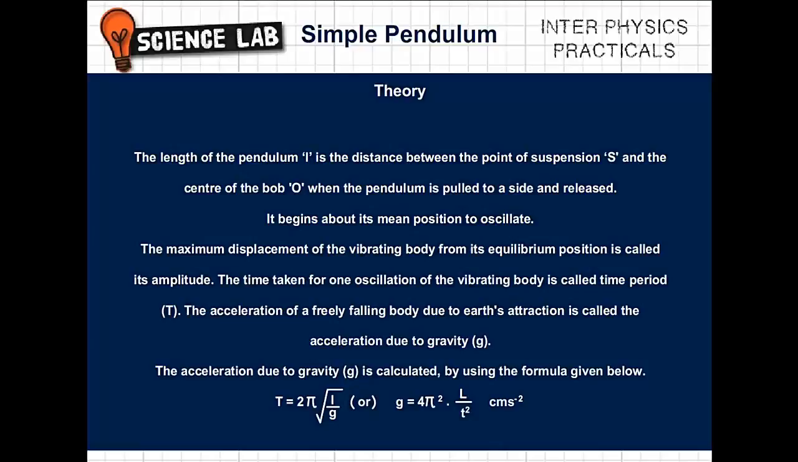The maximum displacement of the vibrating body from its equilibrium position is called its amplitude. The time taken for one oscillation of the vibrating body is called time period T. The acceleration of a freely falling body due to Earth's attraction is called the acceleration due to gravity g. It is calculated using the formula: T equals 2 pi root of L by g, or g equals 4 pi square L by T square centimeters per second square.